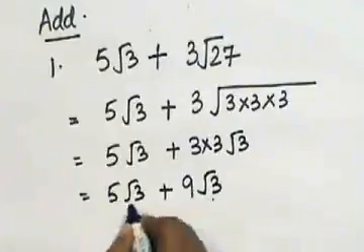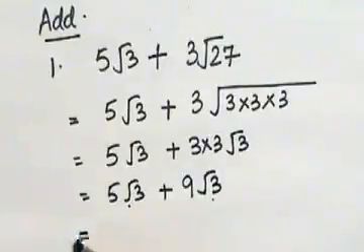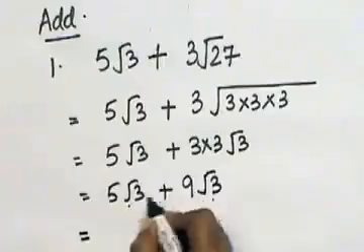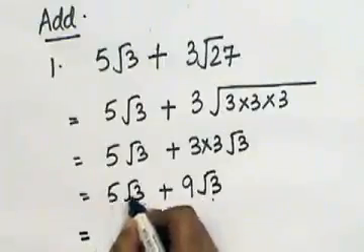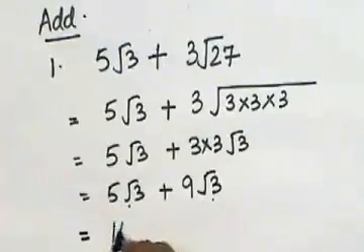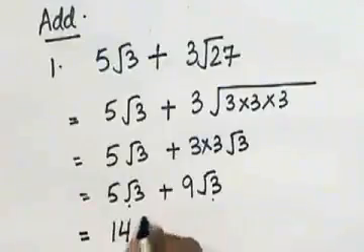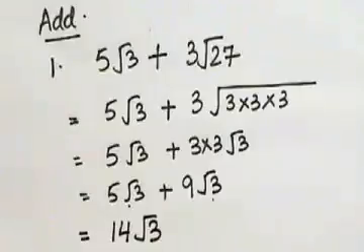Now these two are like terms and can be added up. 9 plus 5, the rational part of this irrational, is added directly, and it becomes 14 root 3. So the sum of 5 root 3 and 3 root 27 is 14 root 3.